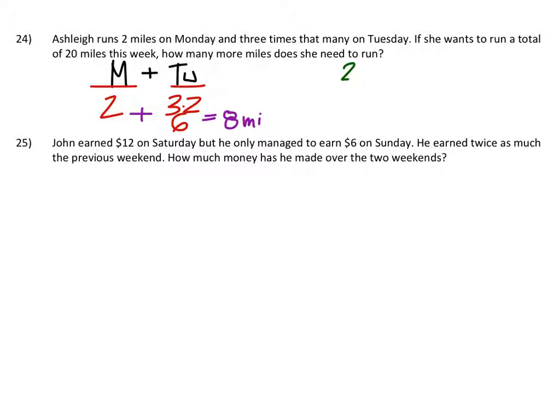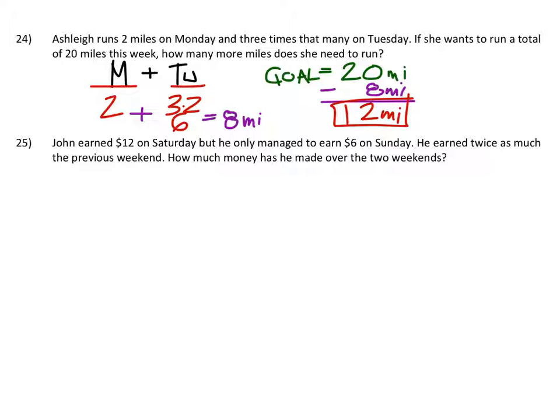Her goal is 20 miles, but she's already run 8 of those miles. So we'll subtract that out to see how much more she needs to run. She needs 12 more miles. Very good. All right, 25.